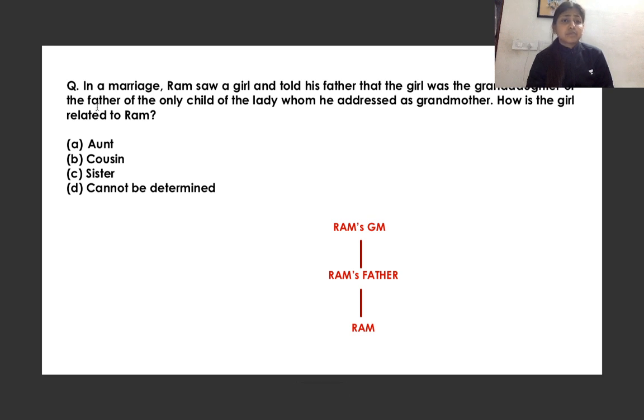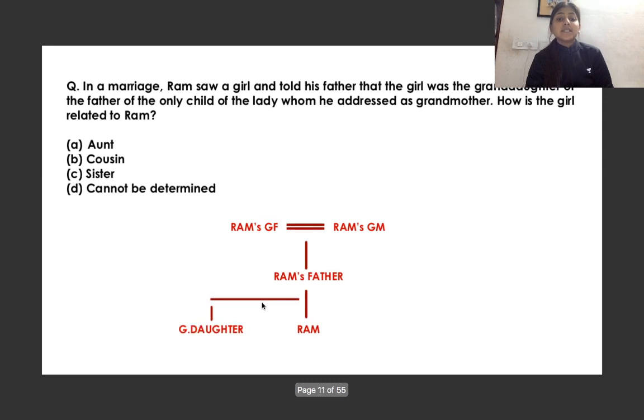And then the father of this only child, that is Ram's father. Who will be the father of Ram's father? It will be Ram's grandfather. And then the granddaughter of the grandfather is going to be who? It is going to be Ram's sister, because Ram's father is their only child. So the granddaughter of Ram's grandfather is going to be Ram's sister. The correct answer is option C. Yes, correct. Next.